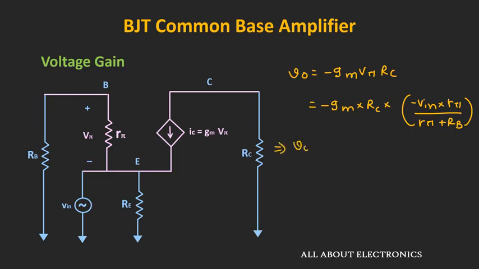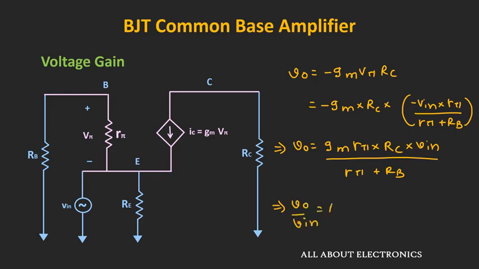That means Vout is equal to Gm times R pi times RC times Vin divided by R pi plus RB. Now here, this Gm times R pi is nothing but the beta, right? Because R pi is equal to beta divided by Gm. So from this we can say that the voltage gain Vout divided by Vin is equal to beta times RC divided by R pi plus RB.